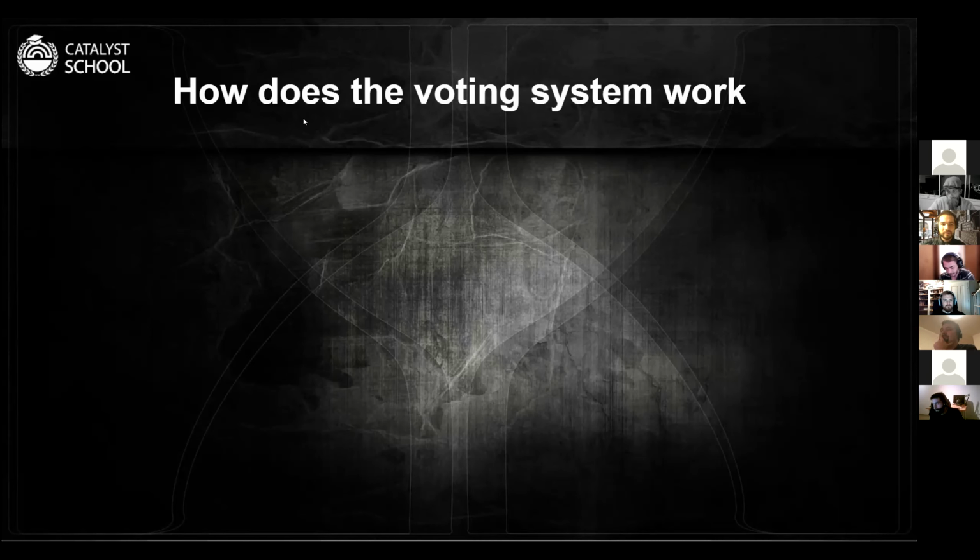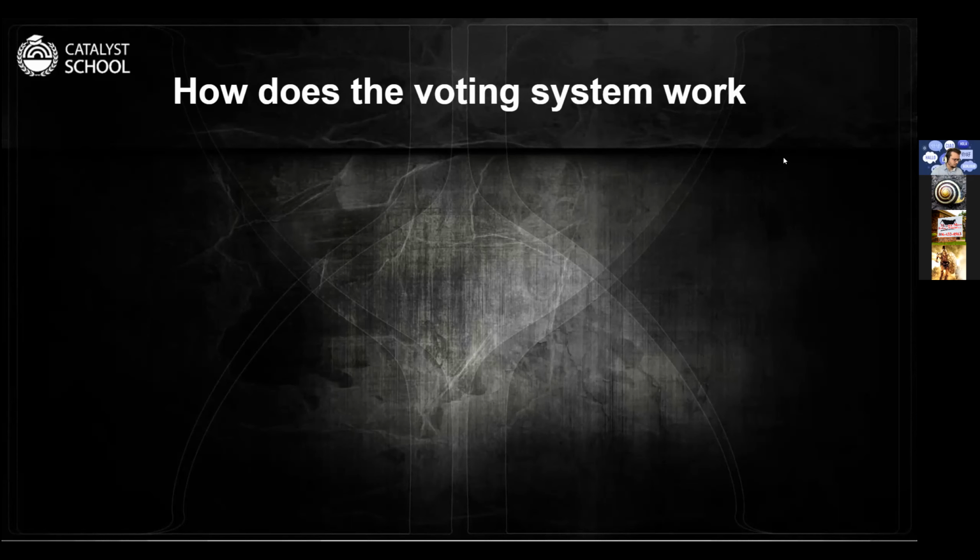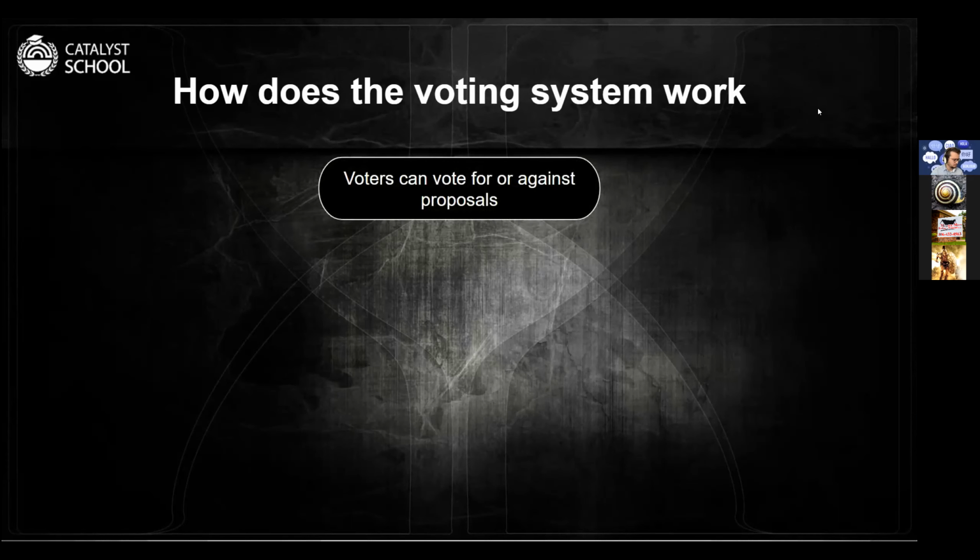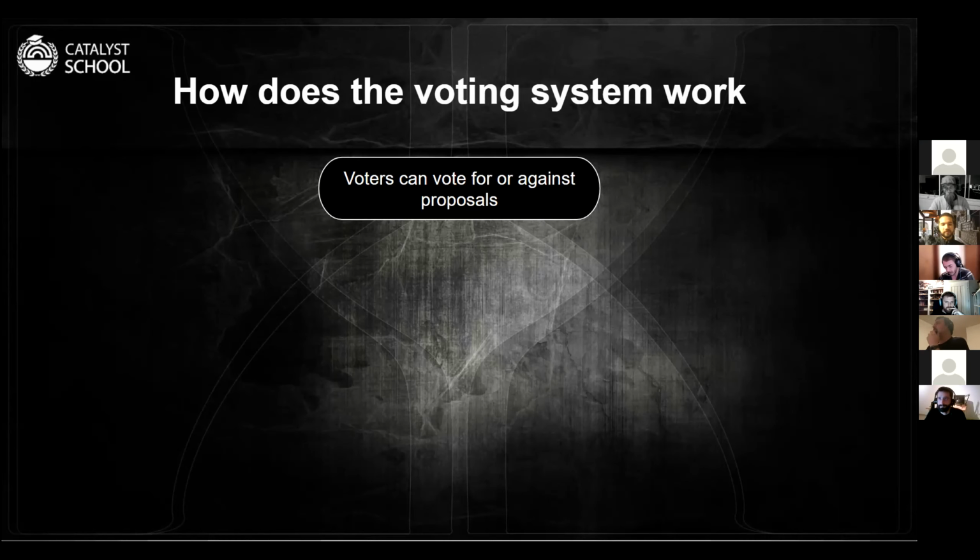So how does the voting system work? As I was saying, voters can vote for or against proposals, so they can upvote or downvote, and they can do this for all different proposals. You don't spend your voting power if you vote for one. You can use the same voting power to vote for one and for the other one, and vote for and against. You don't spend it when you choose to vote for one proposal. So you can vote for just one or vote for all of them. It doesn't affect your voting power in any way.